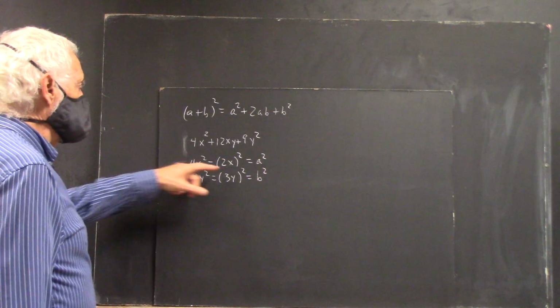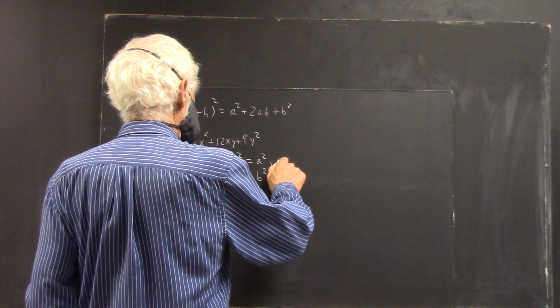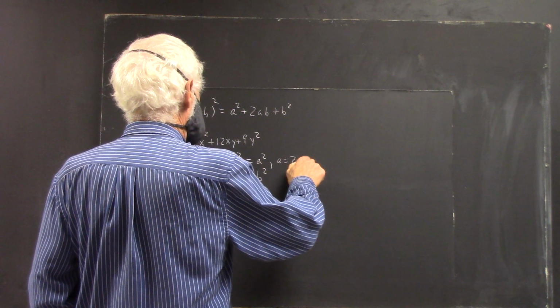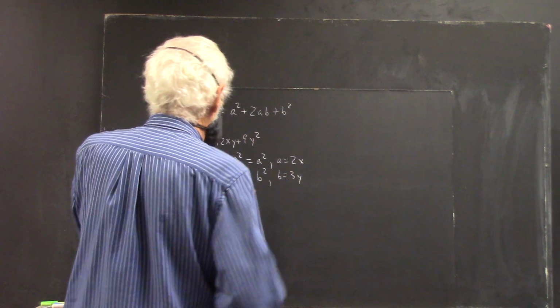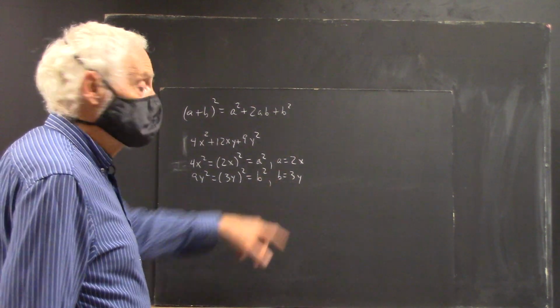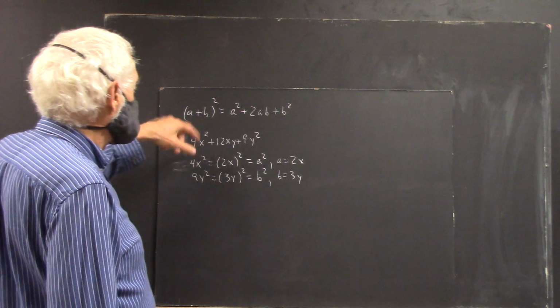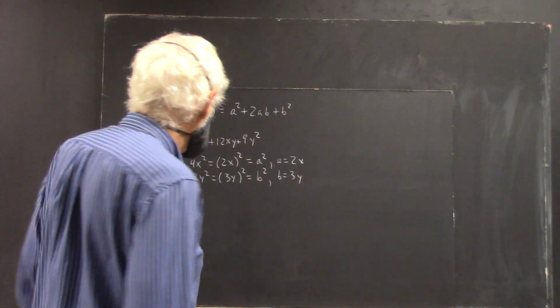So we're going to call this a squared, where a equals 2x. And we're going to call this b squared, where b is 3y. Okay, so a squared gives us our 4x squared, and b squared gives us the 9y squared.